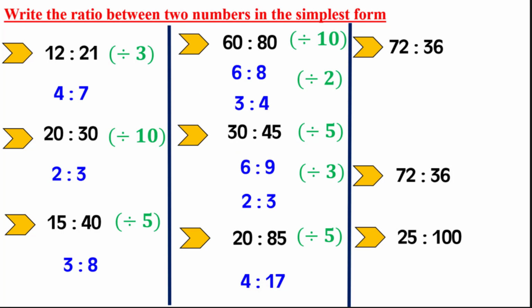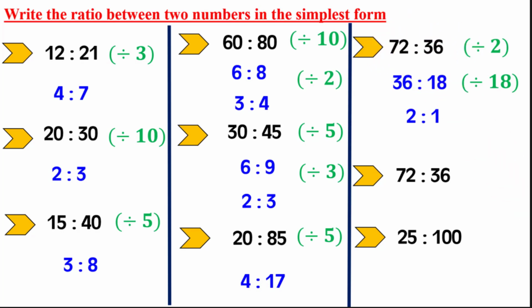72 to 36, the two numbers here are even numbers, so we can divide here by 2. 72 divided by 2, it will be 36, and 36 divided by 2 equals 18. 36 and 18 are divisible by 18. Why? Because 18 is half 36. It's easy to find it mentally. 36 divided by 18, it will be 2 to 1. But you can find the ratio between 72 to 36 by your eye.